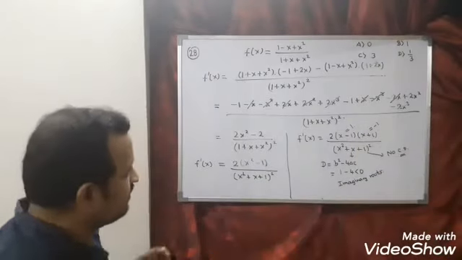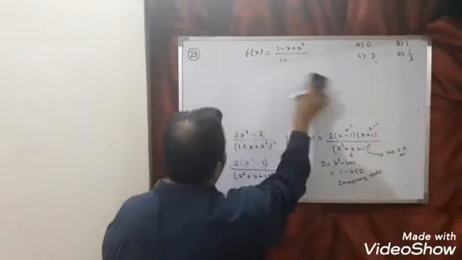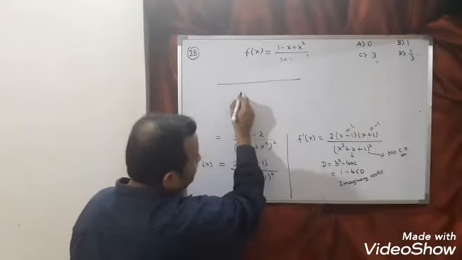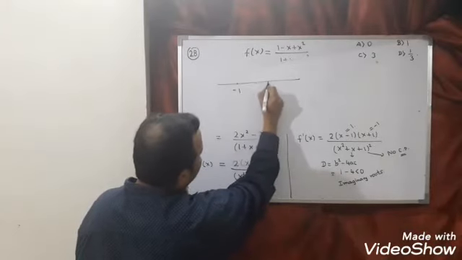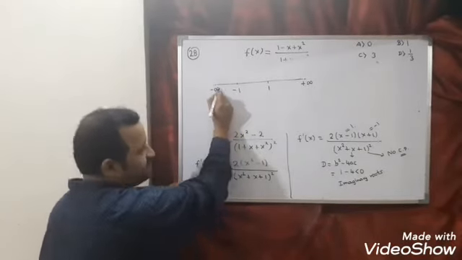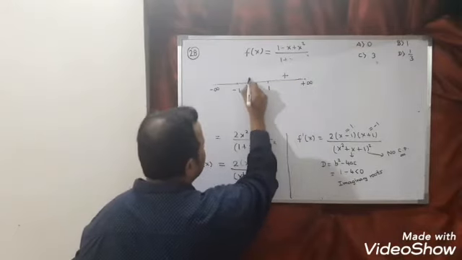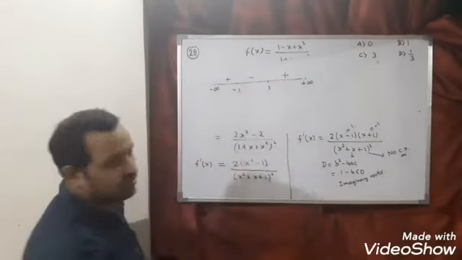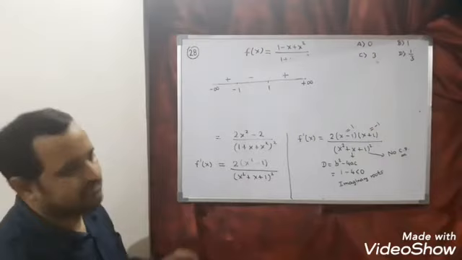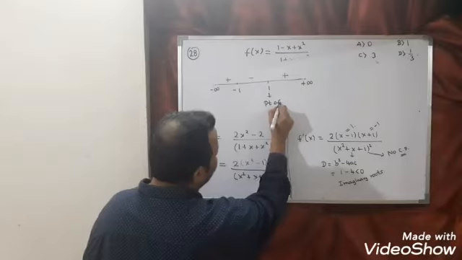What is the next step? Plot all the critical points on the number line in increasing order. So here, one value is minus 1, and the other is 1. This is plus infinity, and this is minus infinity. Since the critical point is not repeated, alternate signs will come: plus, minus, plus. The question is to find the minimum value. Minimum means this is nothing but the point of minima.